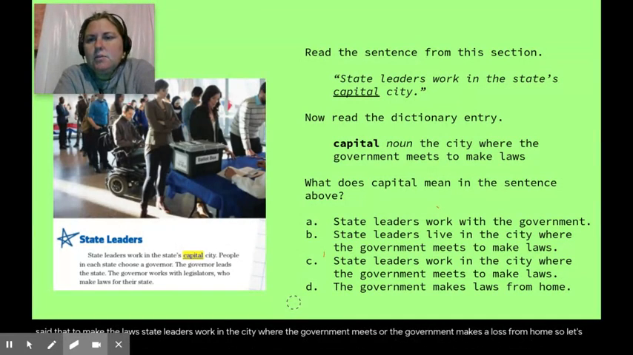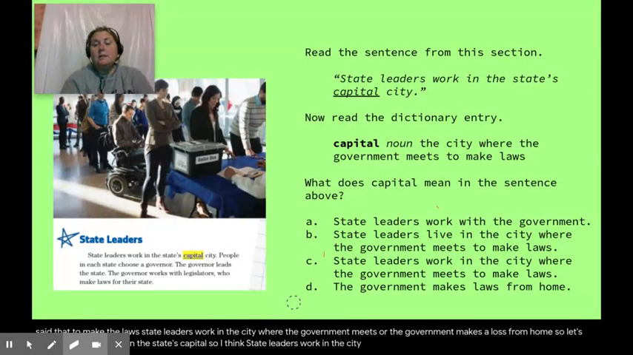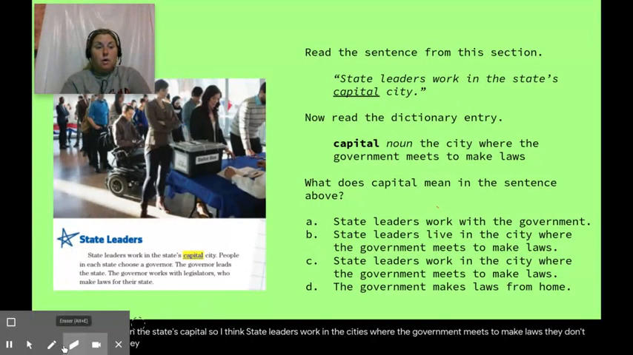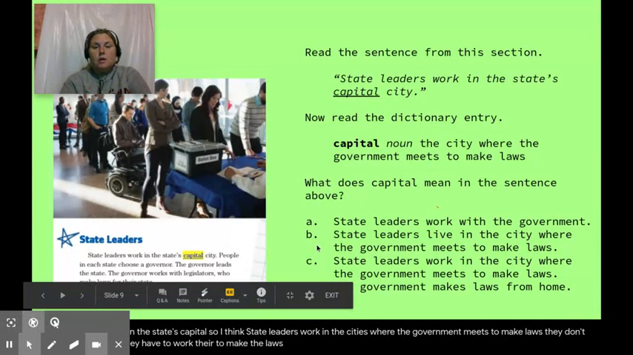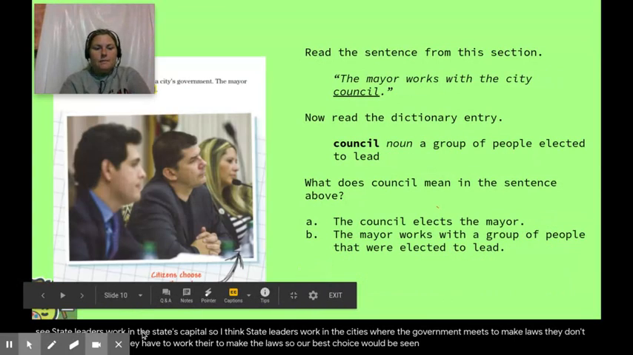So let's see. State leaders work in the state's capital. So I think state leaders work in the cities where the government meets to make laws. They don't have to live there, but they have to work there to make the laws. So our best choice would be C.